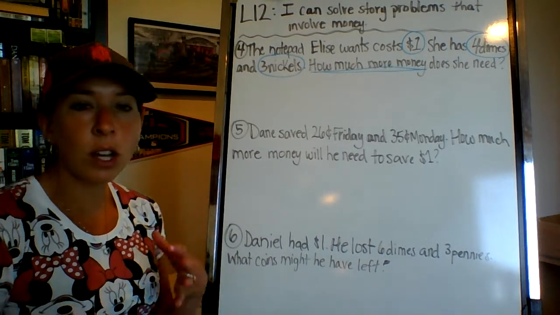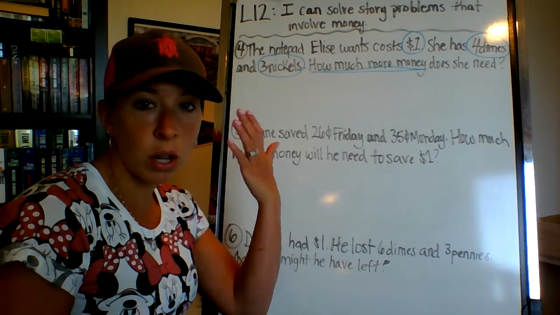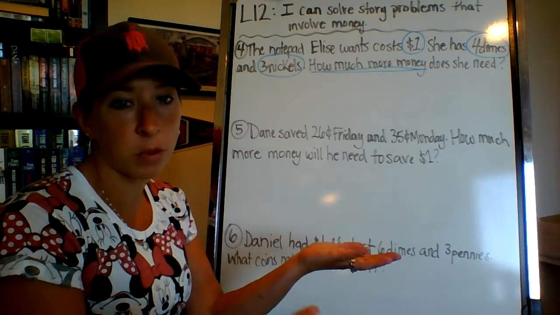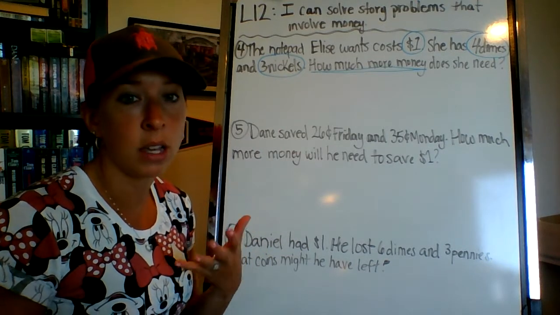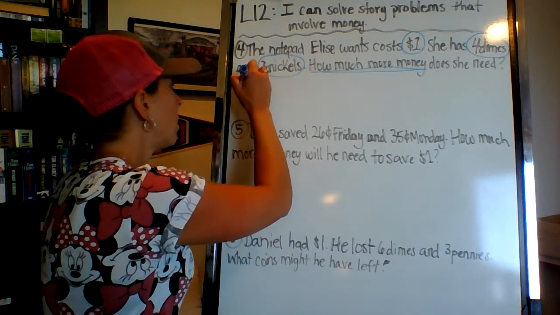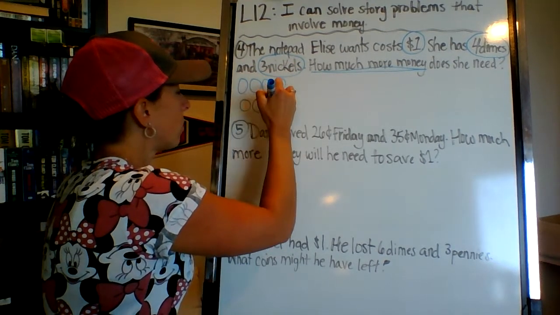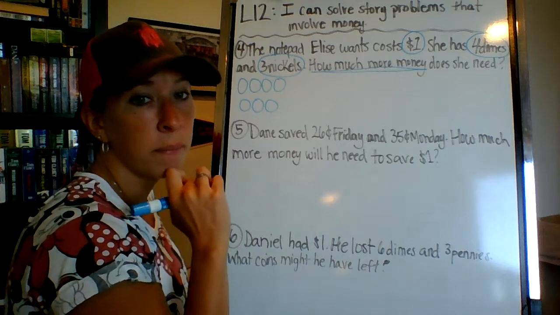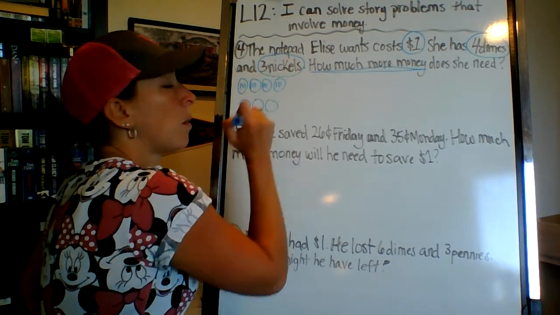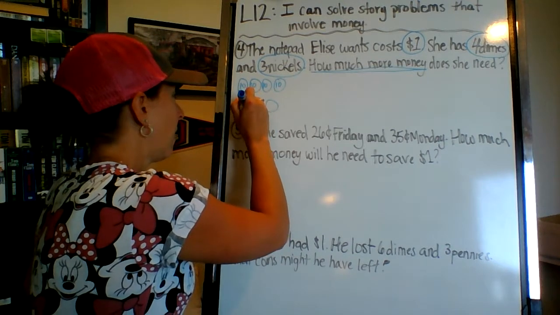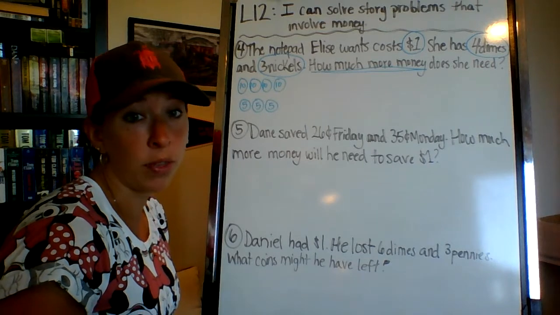Okay, so this one, it kind of goes a step further than the ones on the front, doesn't it? Because instead of just giving us, she wants something that costs $1 and she has this much money. Now we have to deal with the coins. So we have to count the coins before we can do anything. So let's draw our coins and count them up. So 4 dimes and 3 nickels. So remind me, what are dimes worth? 10. And what about nickels? 5, right?